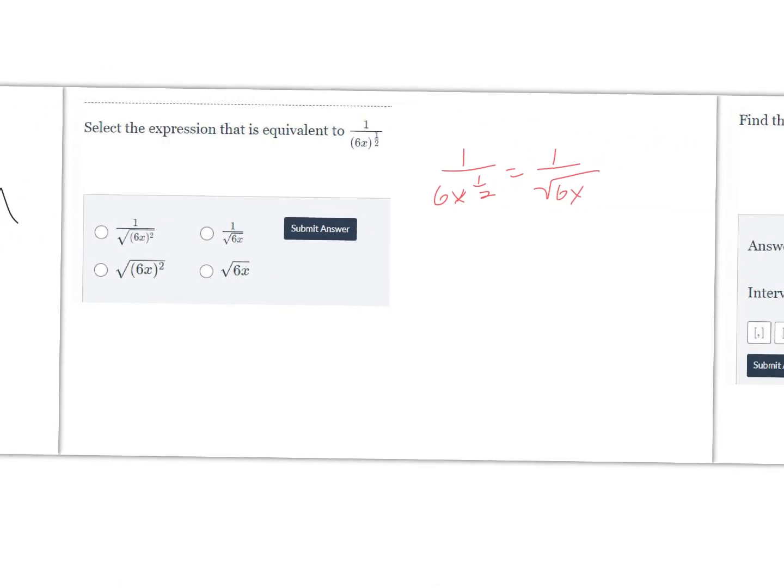This one wants you to select an expression that is equivalent to 1 divided by 6x to the 1/2. Well, remember that with fractional exponents, the denominator of the fraction is the root power. So this says 1 divided by the square root of 6x to the 1 power. So 1 divided by the square root of 6x would be your answer.